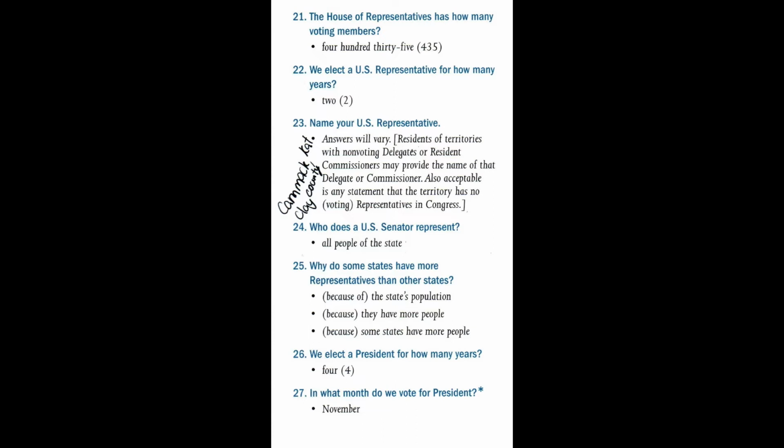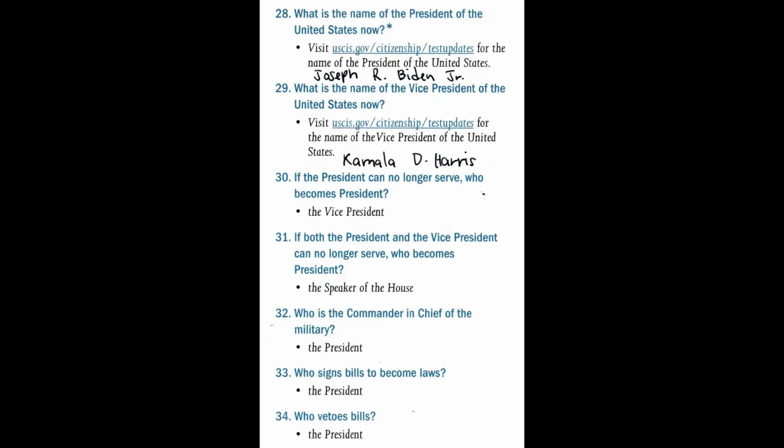26. We elect a president for how many years? 4. 27. In what month do we vote for president? November. 28. What is the name of the President of the United States now, year 2022? Joseph R. Biden Jr. 29. What is the name of the Vice President of the United States now, year 2022? Kamala D. Harris. 30. If the President can no longer serve, who becomes President? The Vice President. 31. If both the President and the Vice President can no longer serve, who becomes President? The Speaker of the House.